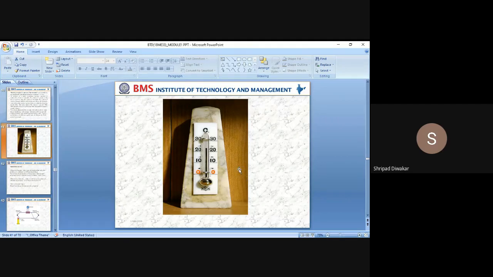As I said, why is mercury used as a thermometric fluid? Then they ask, because we are going to learn about manometric fluid in the fluid mechanics lab. That's why I'm giving the advantages of mercury.